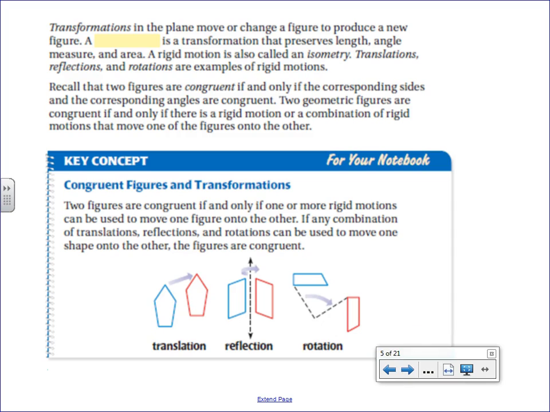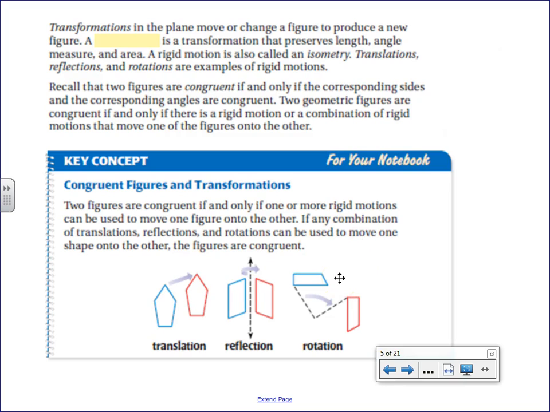Some more definitions for you. Transformations in the plane move or change a figure to produce a new figure. A rigid transformation is a transformation preserving length, angle measure, and area. Rigid motion is also known as an isometry. So those are all similar terms that we come across: isometry, rigid motion, congruence transformation. So let's take a look at some of the types of rigid motions. We have a translation, a reflection, and a rotation.